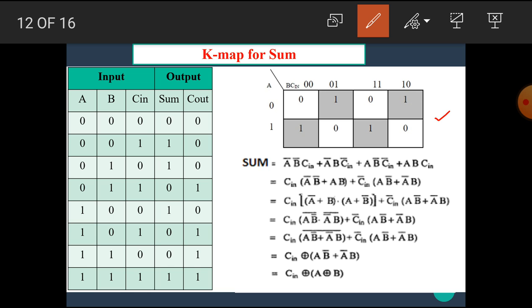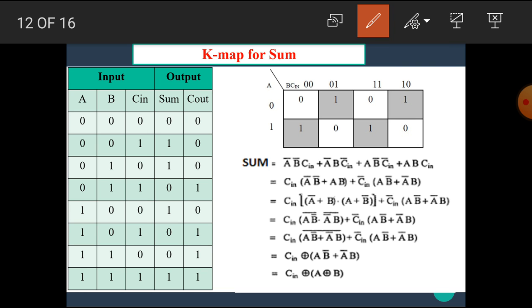After seeing the k-map, we find that there are four single terms. We cannot make a pair, quad or octet of these ones. Hence the equation for the first single one is A bar B bar C in, for the second it is A bar B C in bar, for the third it is A B bar C in bar, and for the last one it is A B C in.